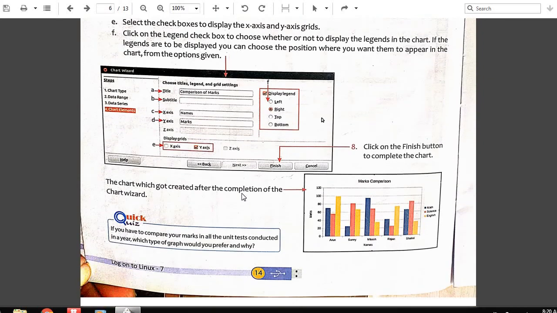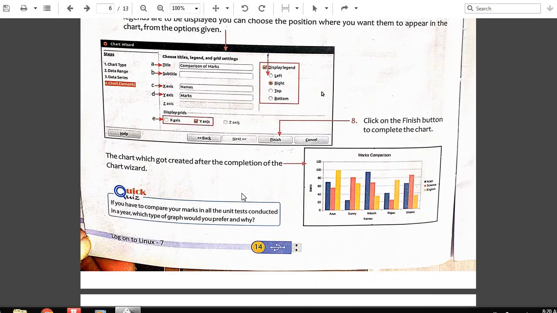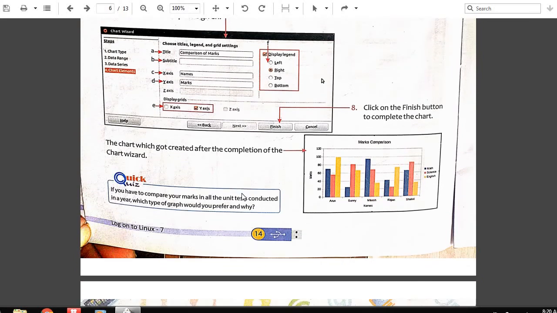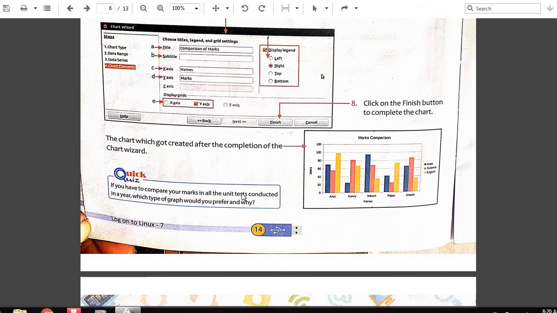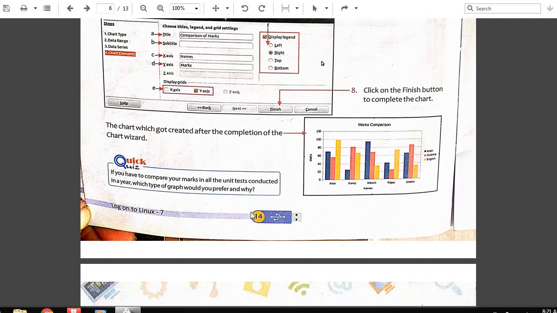The chart you have created will be in front of you. Here you can compare the marks of the unit test conducted in the year. Like this you can compare. Here is a quiz for you: if you want to compare the marks in the unit tests conducted in the year, which type of graph would you prefer? After learning different types of charts, you can get the answer, which chart you will use for comparing the marks. So this was all in this video.